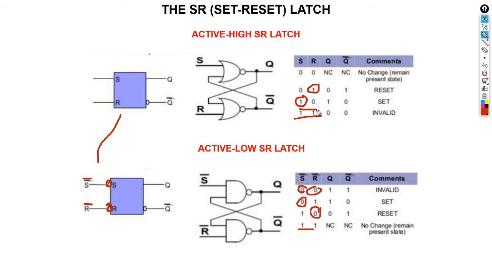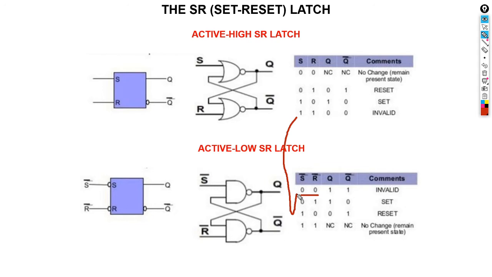In order for me to reset with the active high, I need to have what? A 1 on the reset and 0 on the set. So I reset it. And when I have a 1 1, it's invalid. 0 0, it's no change. But when it comes to your active low, when you have 0 0, because it's an inverse, it's invalid. Can you see? Here it was 1 1 invalid. For the active low, it becomes 0 0 invalid.